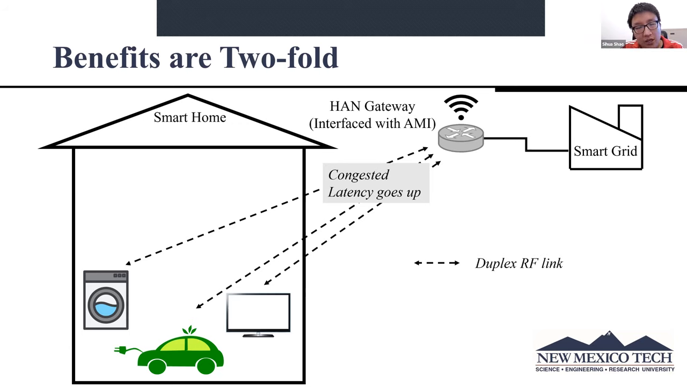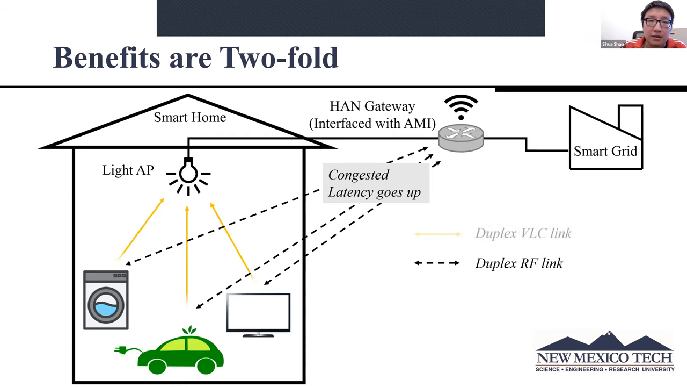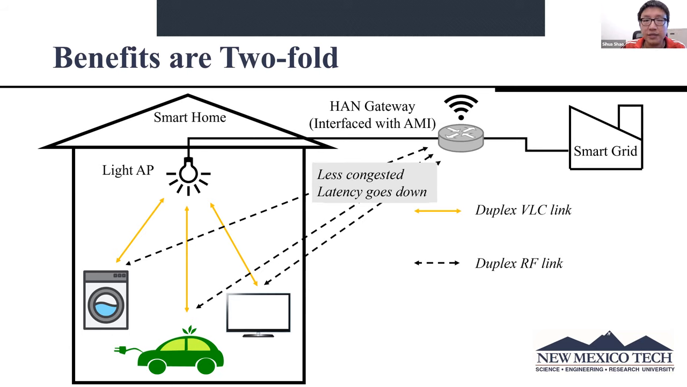How can we solve this issue? We can apply visible light communication to offload some of the data to the light access point. Then the wireless radio channel will be less congested and the latency will go down. So that's the first benefit.